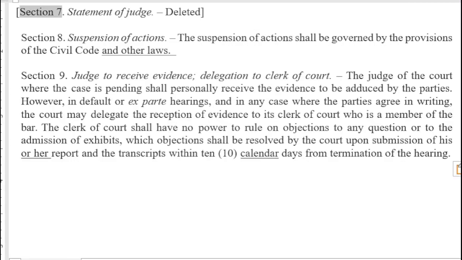Section 7. Statement of judge. Deleted. Section 8. Suspension of actions. The suspension of actions shall be governed by the provisions of the Civil Code and other laws.